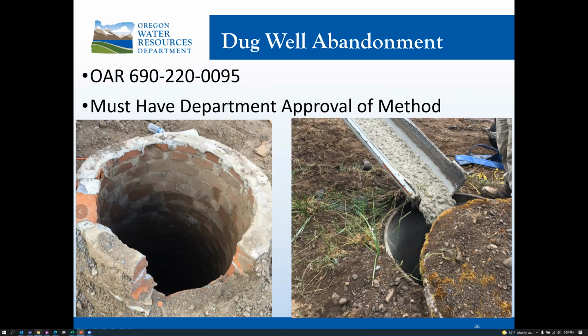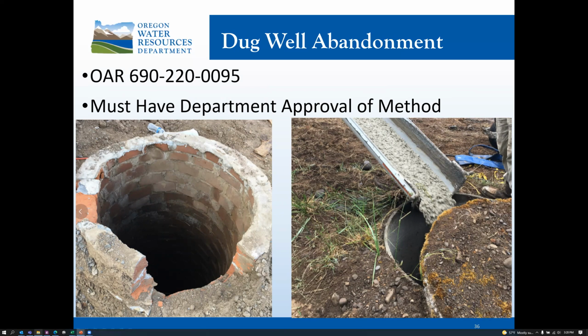Dug well abandonments. The takeaway on this one is that as a well driller, you must have an approved plan prior to doing this abandonment. That plan can be approved by the regional well inspector and is not a special standards approval, but you have to have written or verbal approval from a department representative of your abandonment plan.